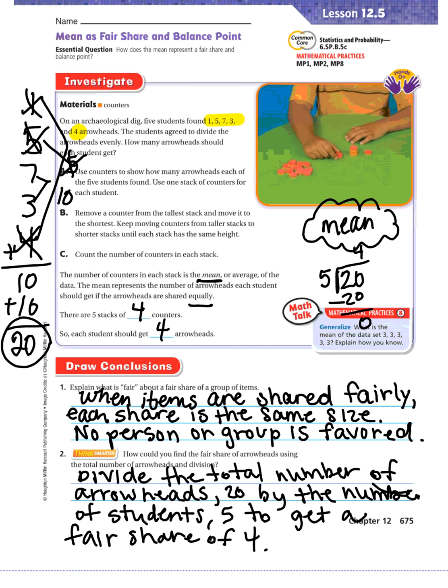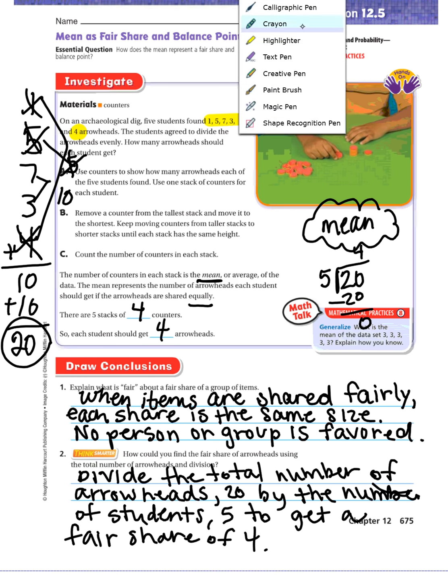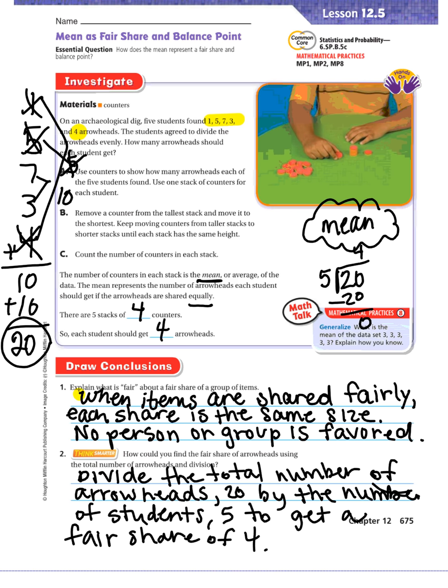Number 1, drawing conclusions. Explain what a fair share of a group of items is. So when items are shared fairly, each share is the same size. No person or group is favored. Everyone has an equal amount.